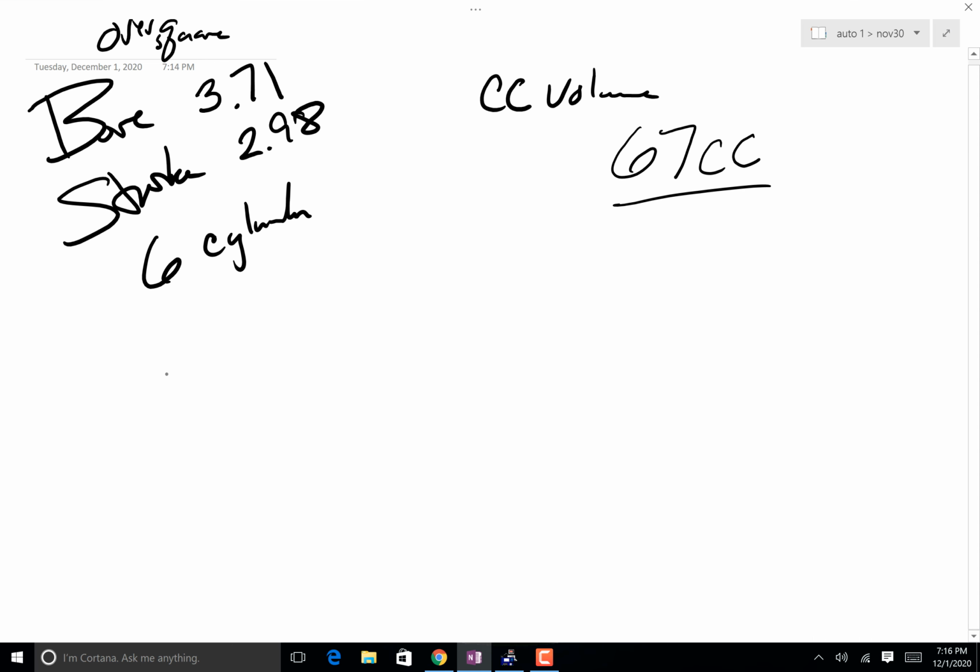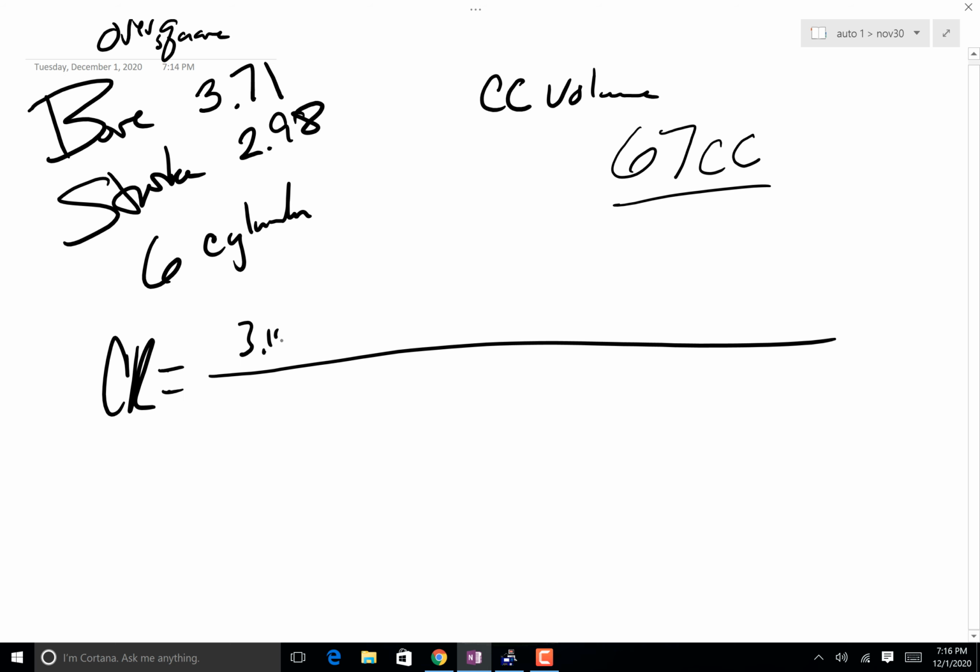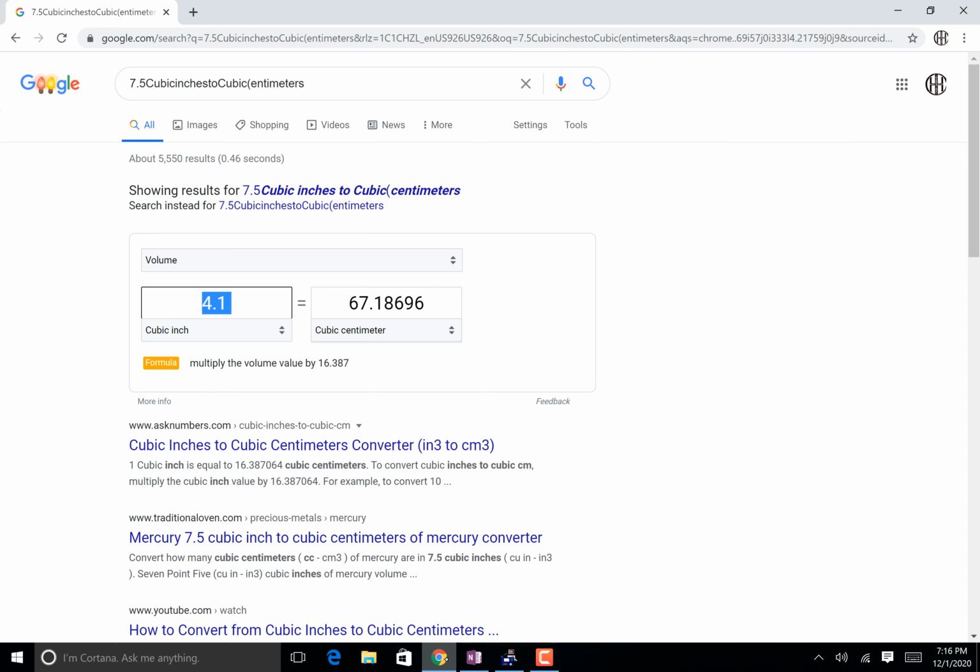All right. Now, Mr. Groom, let's find the compression ratio. All right, cool. Let's do it. Pi times 3.71 squared divided by 4 times 2.98 plus, oh no, this is all in inches. Why, that's in cubic centimeters, Mr. Groom. We better convert it. Oh, look, I already did. 67 cubic centimeters is 4.1 cubic inches.